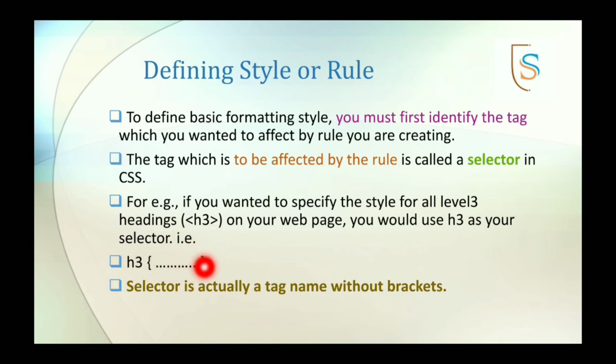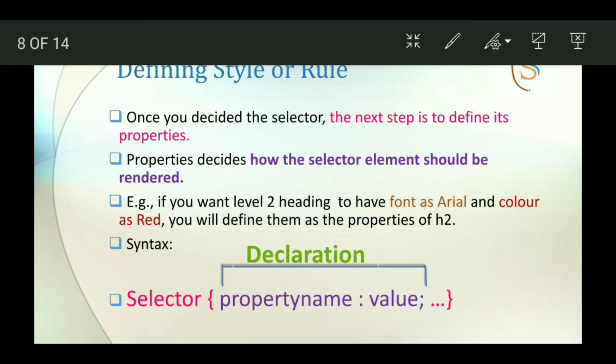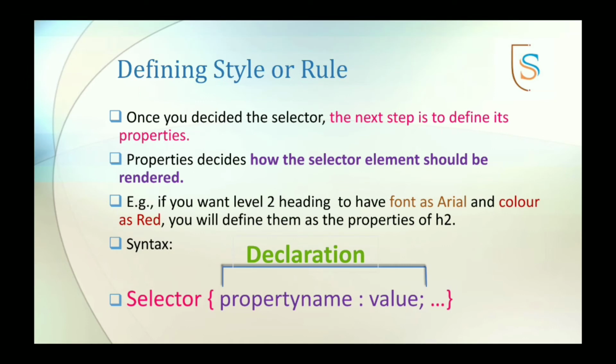Now what is the selector? Selector is actually the tag name without brackets. Fine. So the first step is to decide the selector, and once we have decided the selector, the next step is to define its properties. Properties decide how your element is going to look on the web page. For example, if we want to add a style for the H2 tag, we want the font as Arial and the color as red.